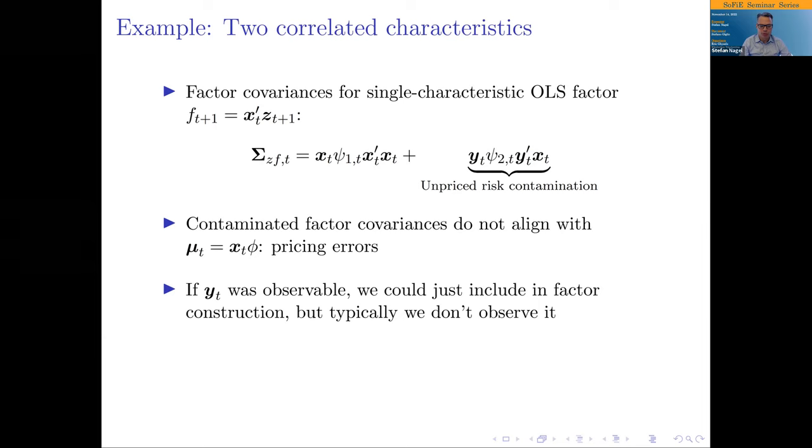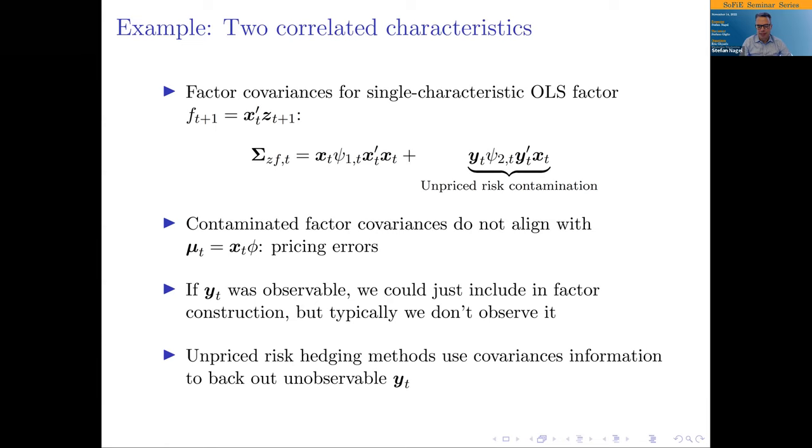Now, if Y_t was observable, we could just include it in factor construction, but the practical problem typically will be that there could be some characteristics like this floating around that we actually don't observe. They matter for the covariance matrix, they are correlated with the characteristics that we do observe, but we can't directly observe them. And this is where these hedging methods come in, right? The hedging methods that people have developed to try to get rid of this unpriced risk contamination are basically trying to use at least some information from the covariance matrix to effectively back out this unobservable Y, and having done so, improving these factors and making this condition in our proposition two hold, once you have cleaned up these factors in this way.